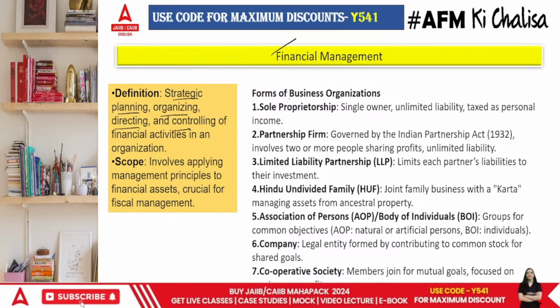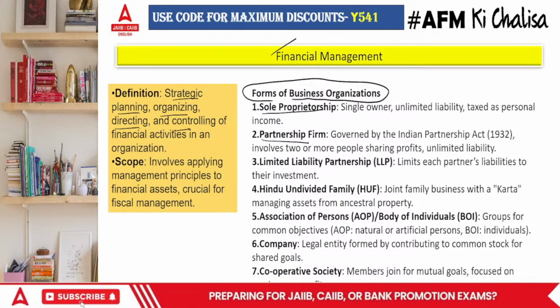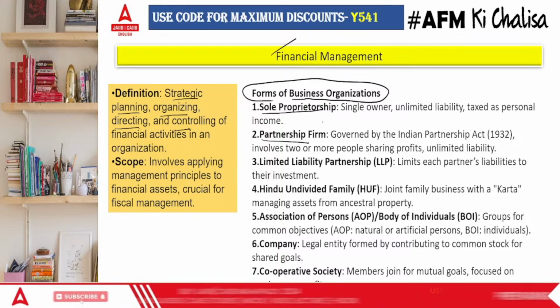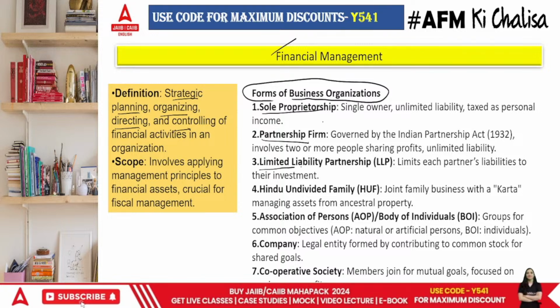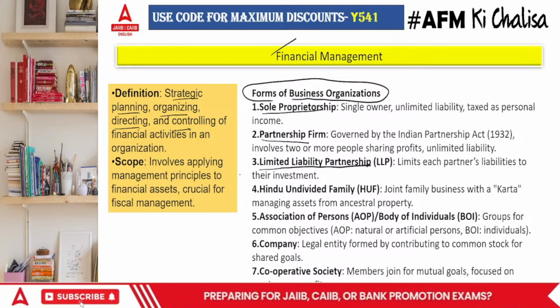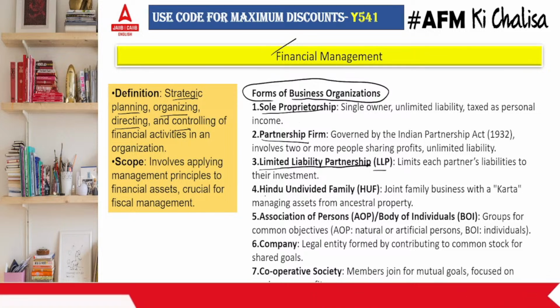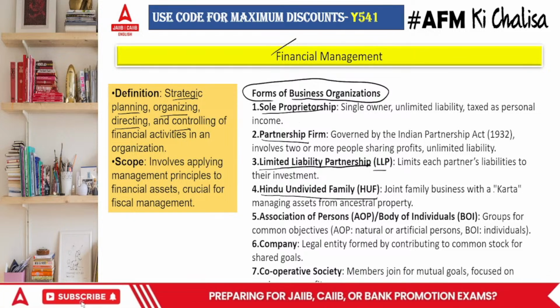These are the different forms of organization which exist. Sole proprietorship, one person. Partnership, two or more persons are included in this. Then comes limited liability partnership. In this case, one person will have unlimited liability, and the rest everybody has limited liability. That makes it LLP.